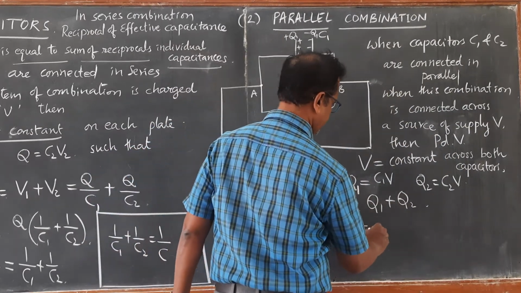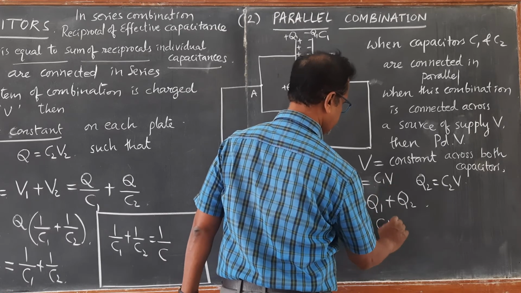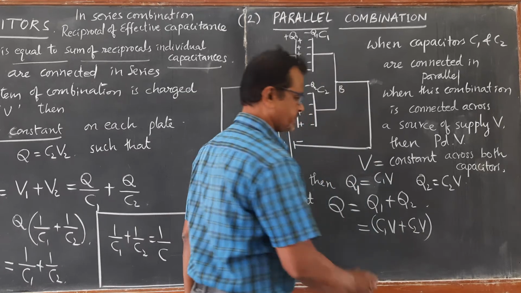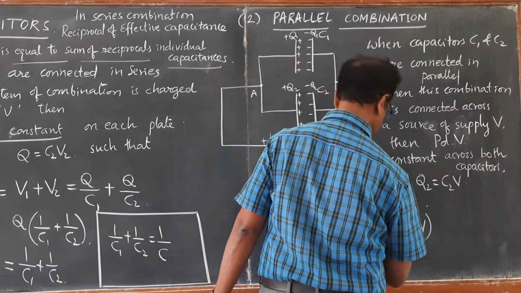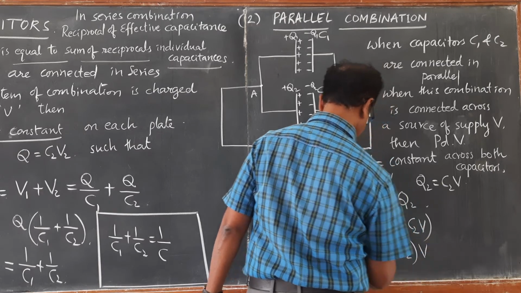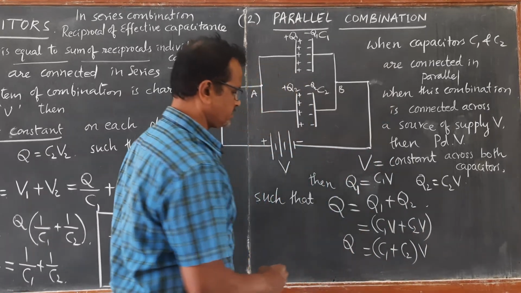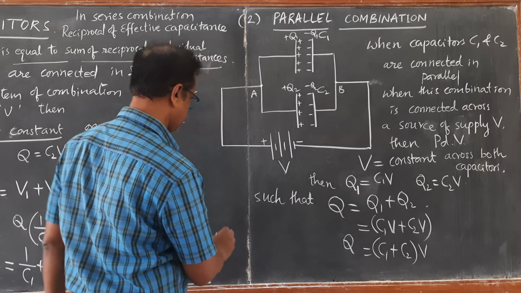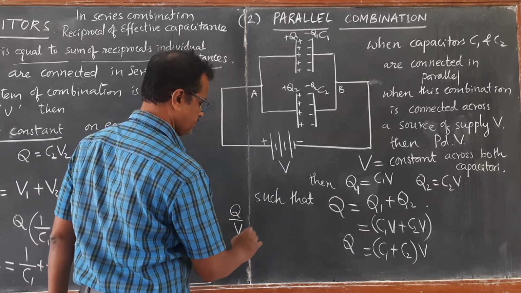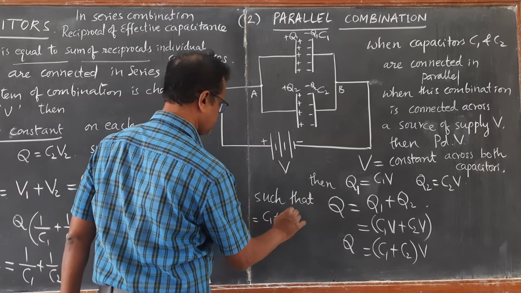As a result, we get C1V plus C2V. So, take V common. That becomes C1 plus C2 into V. This is equal to Q. So, take this V to the left-hand side, then it becomes Q by V, right. Q by V is equal to C1 plus C2.